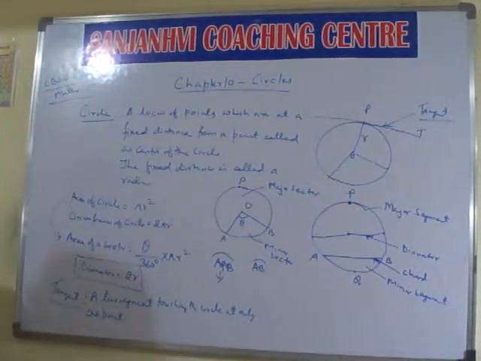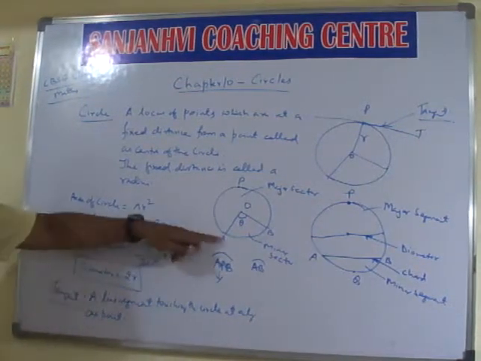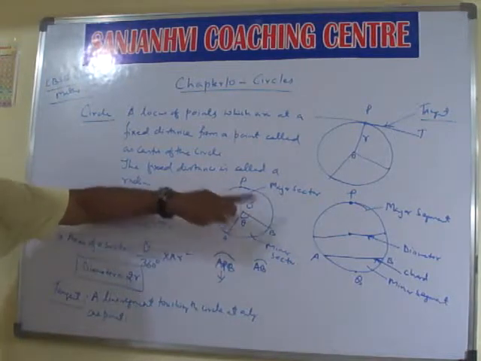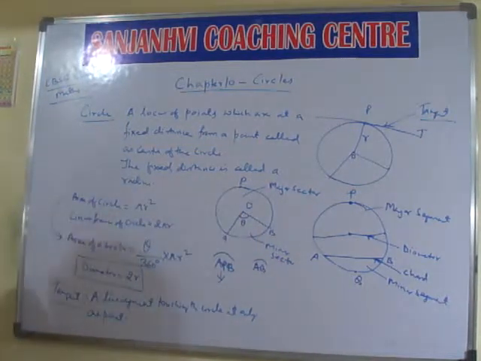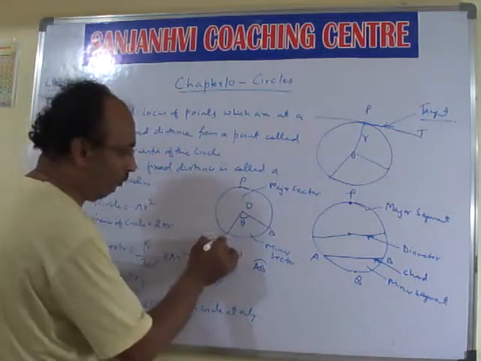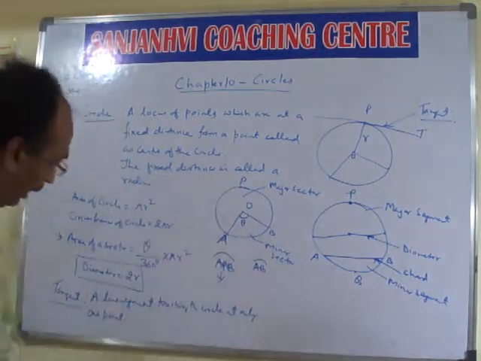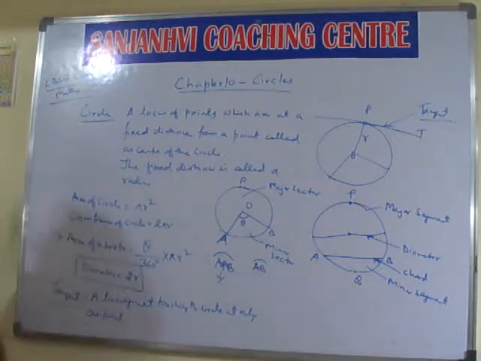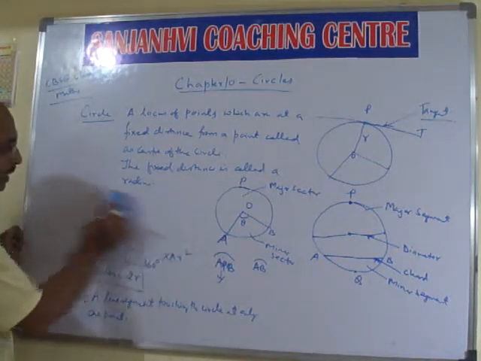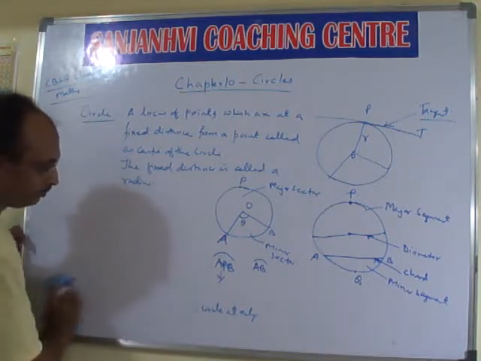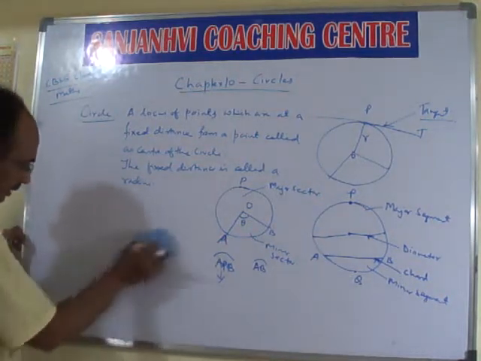Okay, very good. Now suppose you want to find the length of segment APB. How will you find it? Suppose you are able to find out the length of AB. Then you will be able to find out the length of this one. You know that the circumference of a circle is 2 pi r. So 2 pi r minus theta.